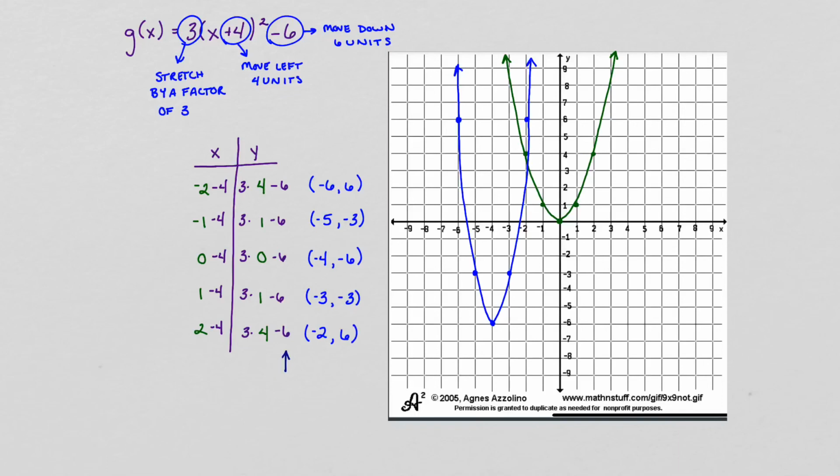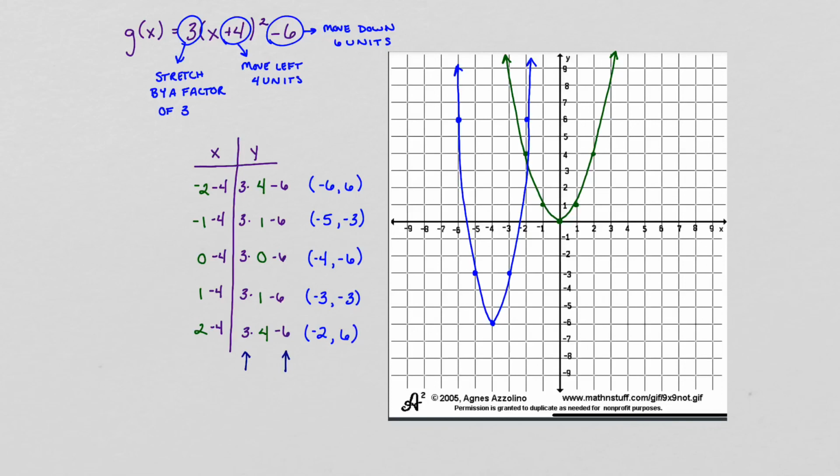Likewise, if we see a multiplication that's happening outside of the parentheses, this is going to be kind of a growth factor. So since I'm multiplying everything by 3, this is going to tell me that my parabola is going to grow at 3 times the rate that it usually would. So I'm going to, again, multiply my y values by that factor of 3.